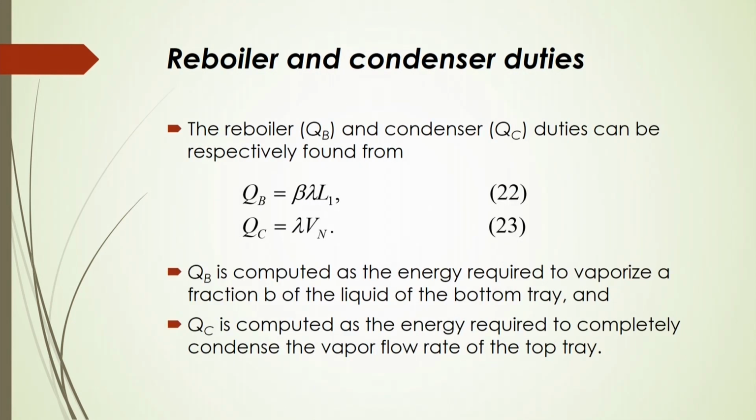And how to calculate the reboiler and condenser duties? They can be calculated from equations 22 and 23. That is Q_b equal to beta lambda into L_1 and Q_c equal to lambda into V_n. Q_b is computed as the energy required to vaporize a fraction beta of the liquid of the bottom tray, and Q_c is computed as the energy required to completely condense the vapor flow rate of the top tray.